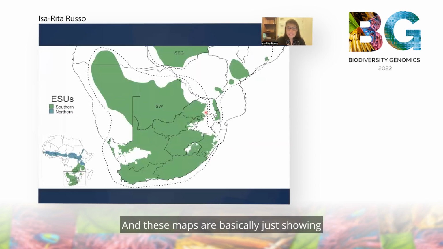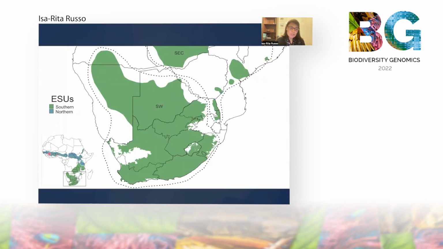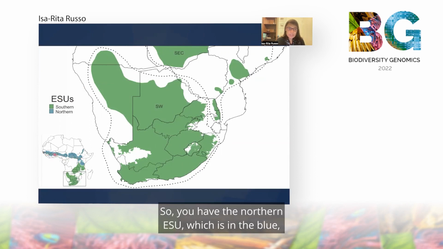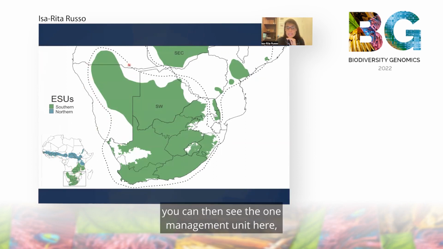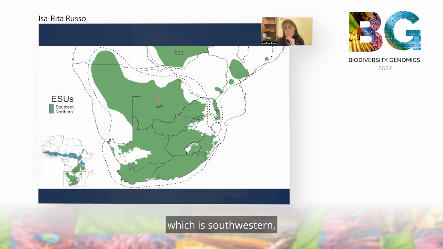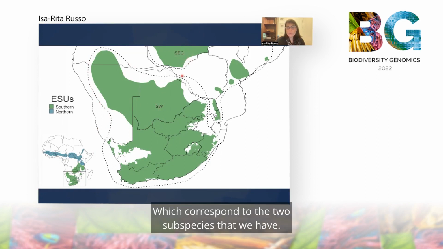These maps are showing the ESUs in the smaller map. So you have the northern ESU, which is in the blue, and then the southern, which is in the green. Within that southern ESU, in these dotted lines, you can see the one management unit here, which is southwestern, and the other management unit, which is southeast central, which correspond to the two subspecies that we have.